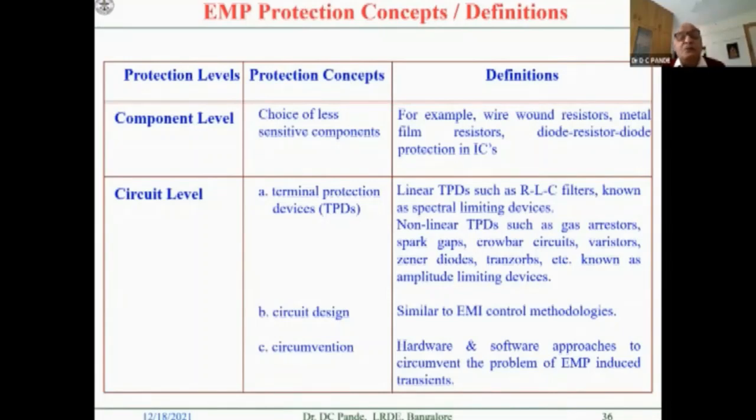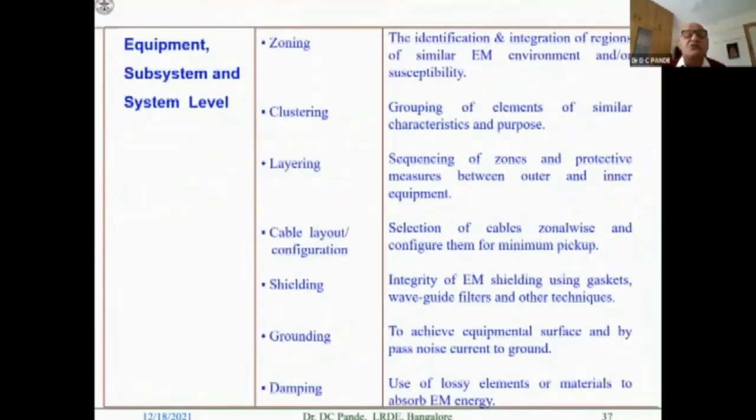Then we have the equipment, subsystem and system level. We do the zoning, electromagnetic zoning. We do the clustering of the system, layering. Then we do the different cable layouts, their configuration, their impedance control, their different types of shielding. For the super screen cable, the transfer impedance is to be a minimum of 0.001 milliohm per meter. Then the shielding has to be done.